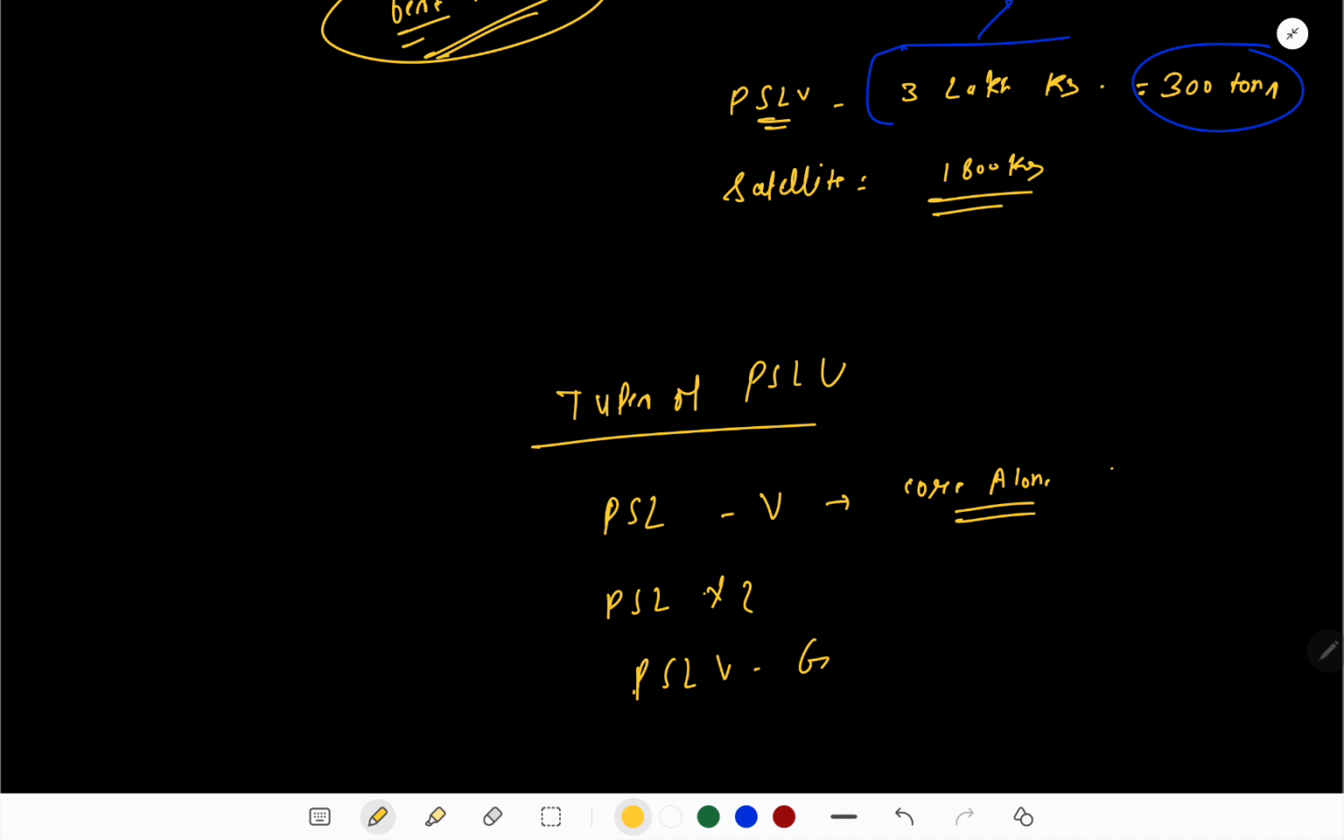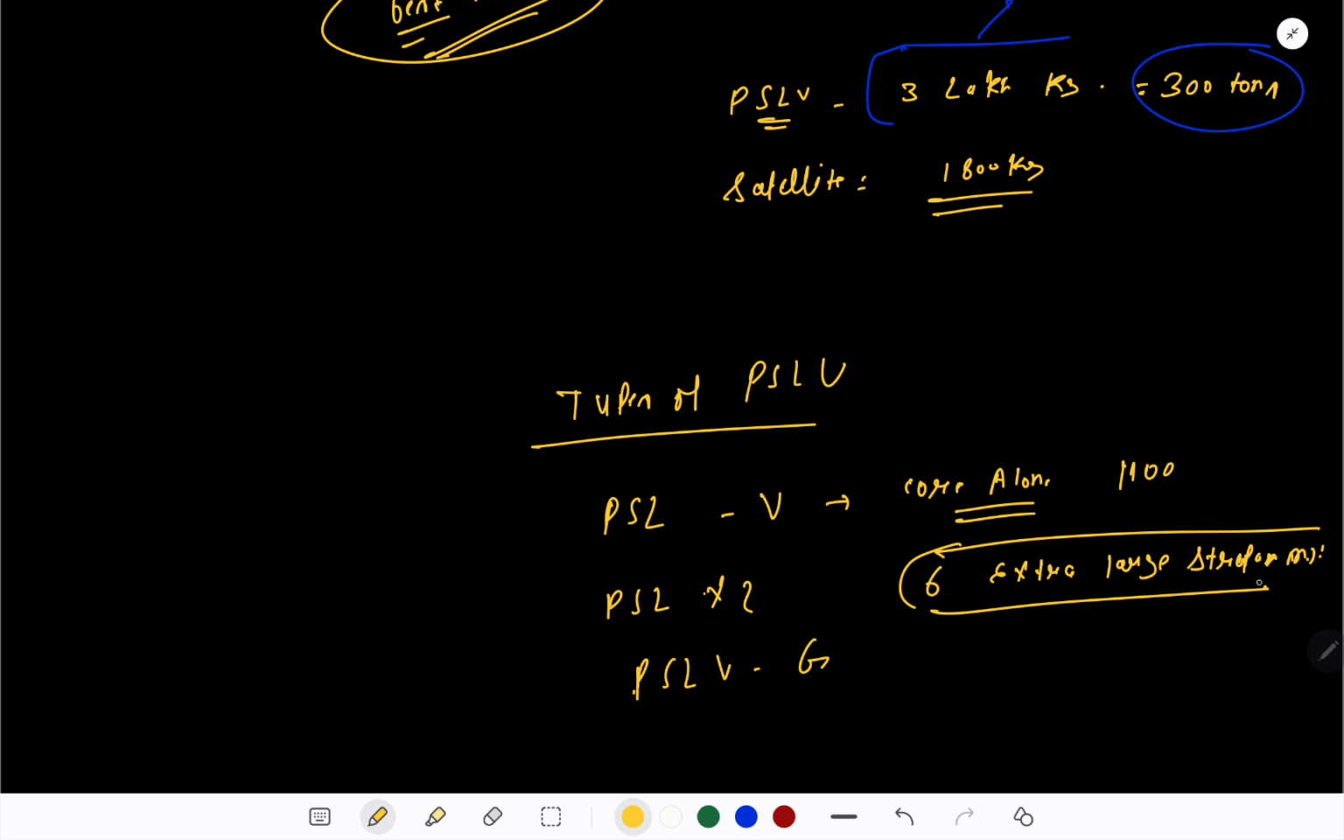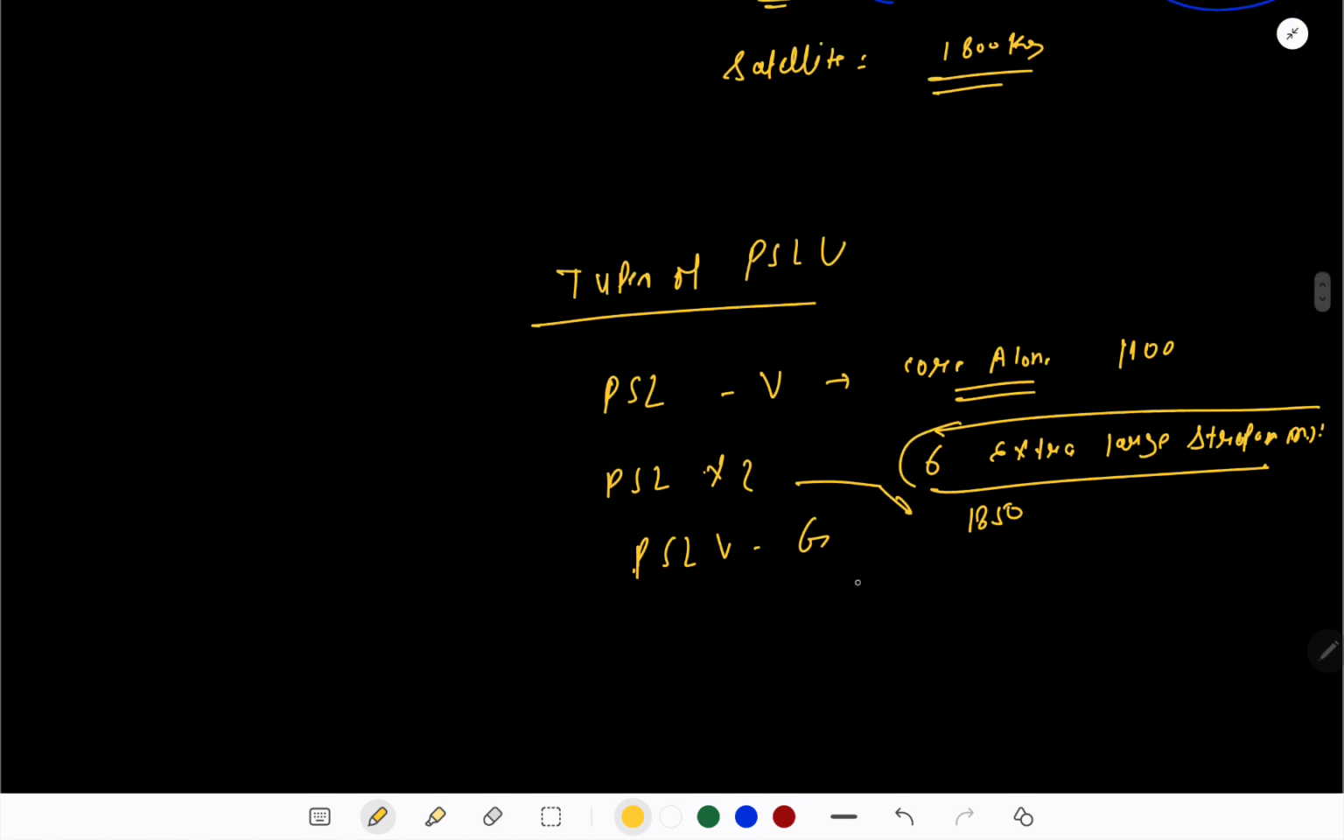Its satellite carrying capacity will be only 1100 kg. The PSLV XL has 6 extra large strap motors, what I have just shown you. This will give more power, and we can carry the increased weight of the satellite, 1850 kg. In the same manner, PSLV G has 6 strap-on motors.